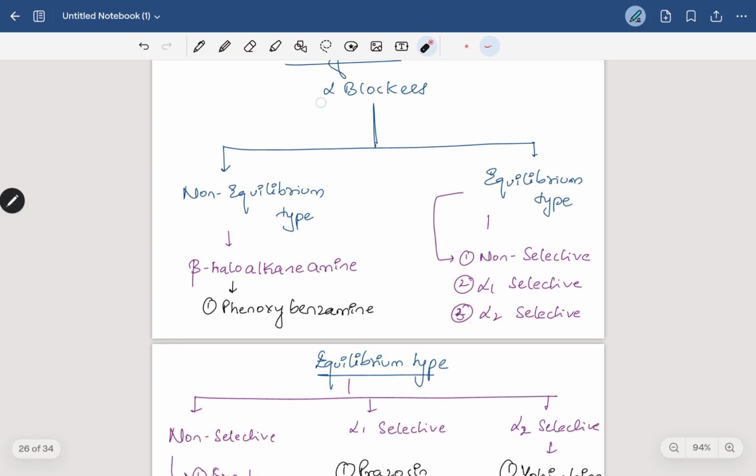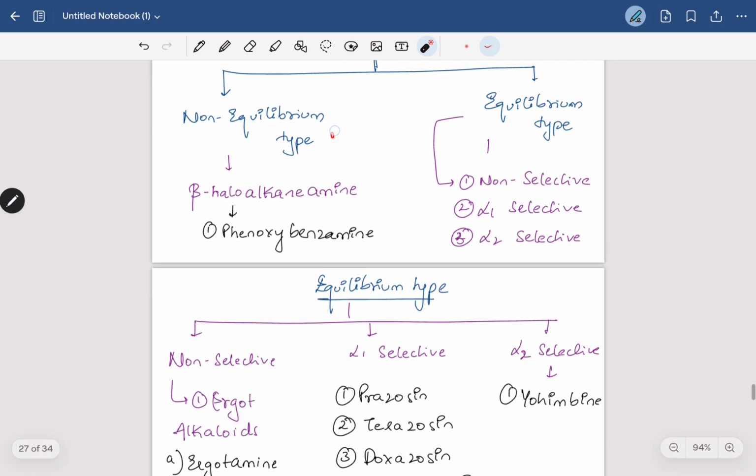So first we are going to be talking about the alpha blockers, right? We have two types, non-equilibrium type and equilibrium type. Where have you come across this equilibrium term? You have come across it in your 11th standard, right? 11th standard or first PUC, you have learned the equilibrium chapter. So from there you have equilibrium type.